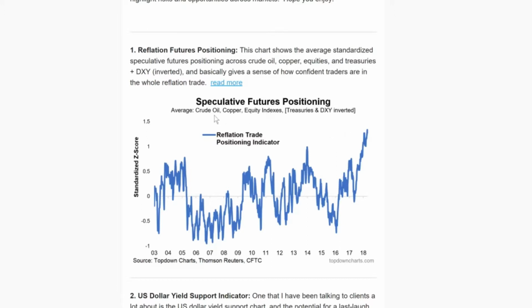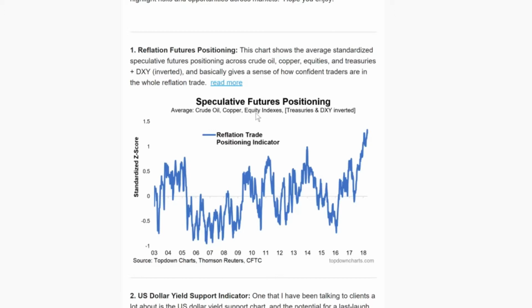Now, thinking about all these 5 different instruments or futures, what do they have in common? Well, long oil, long copper, long equities, short treasuries, short dollar. This is basically the reflation trade because crude oil, copper, well, especially crude oil is very much linked with inflation. Treasuries do poorly in environments of improving inflation and growth.